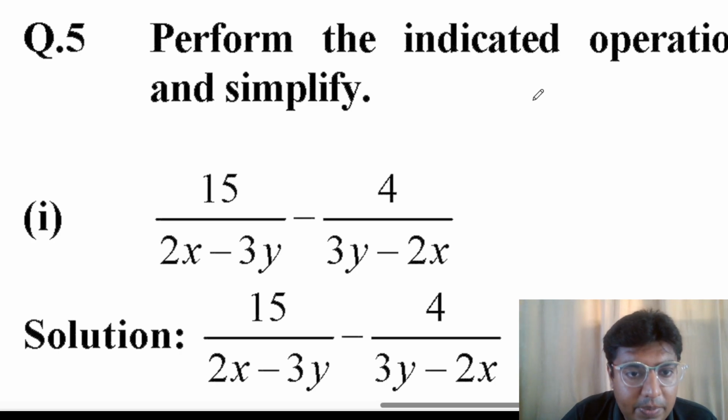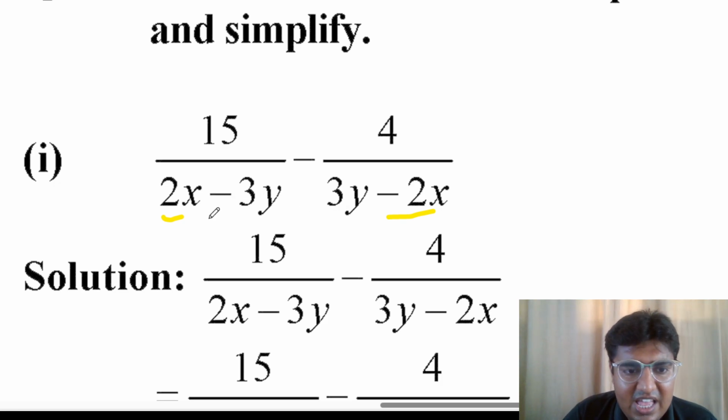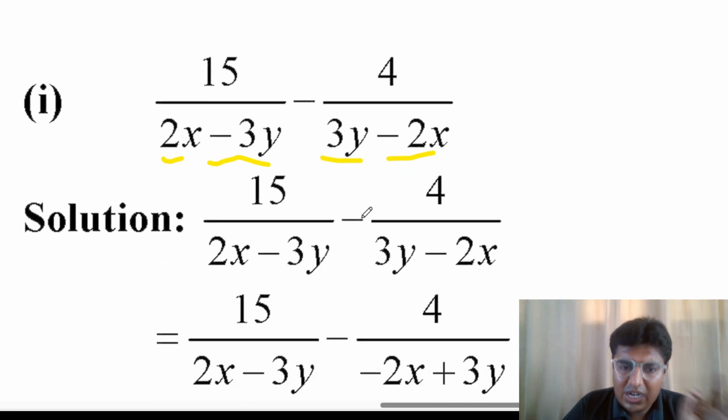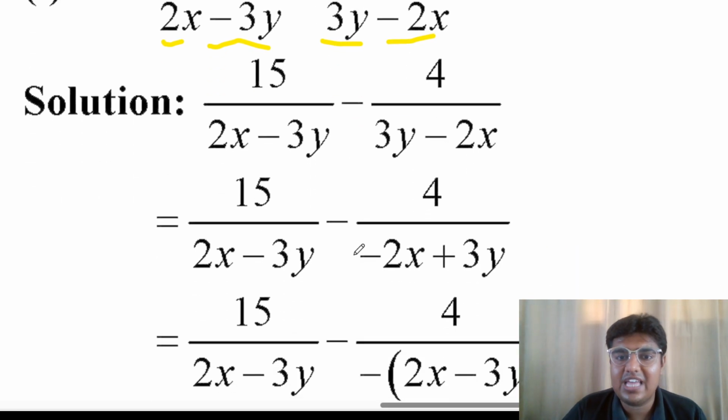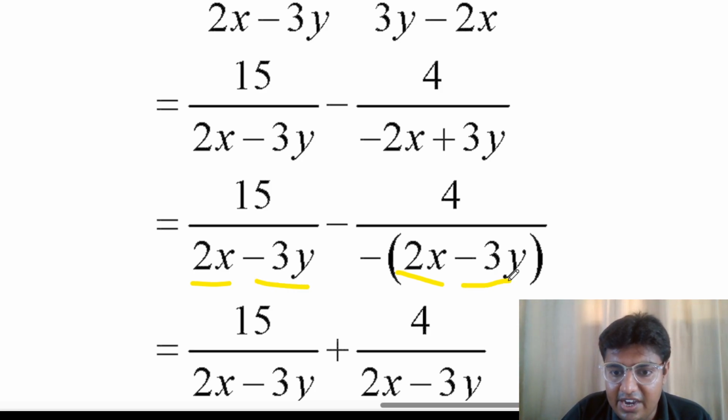Perform the indicated operation and simplify. Here you can easily observe positive 2x, but here is negative 2x. Here it's negative 3y, but here is positive 3y. So can I do a single step to make this the same? Yes. And what will be the step is, if I take negative as a common here, it will become 2x minus 3y. Now I can see 2x, 2x, negative 3y, negative 3y.